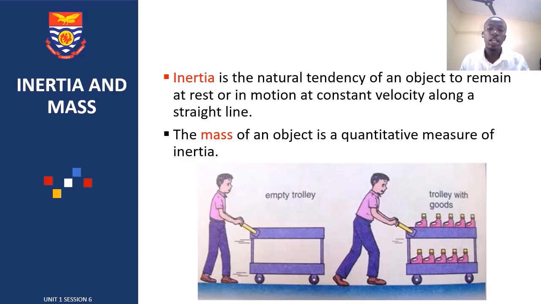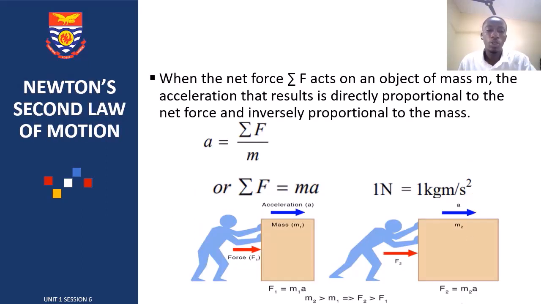So we define inertia as the natural tendency of an object to remain at rest, or if in motion, to keep a constant velocity along a straight line. And we say that mass is a quantitative measure of inertia. Mass is an inherent property of an object and it is dependent on the object and independent of the object's surroundings. So we say that mass is a scalar quantity, and I hope you know that from our previous sections.